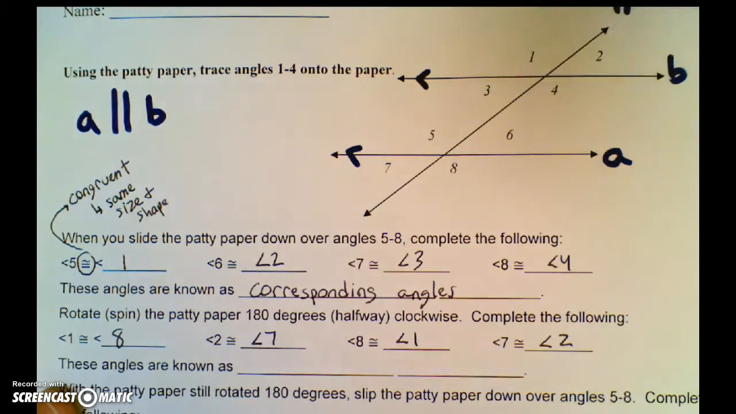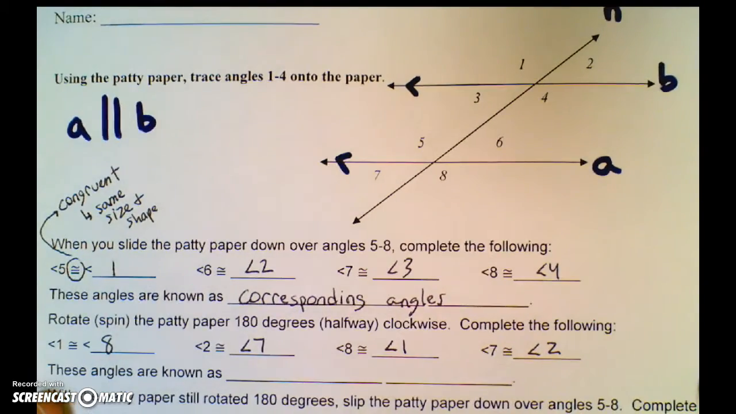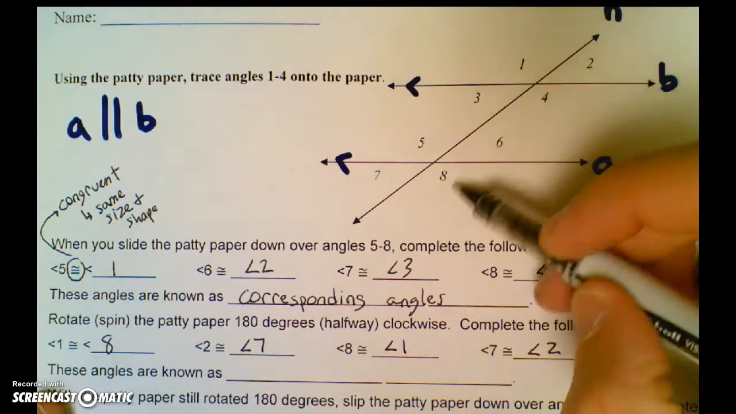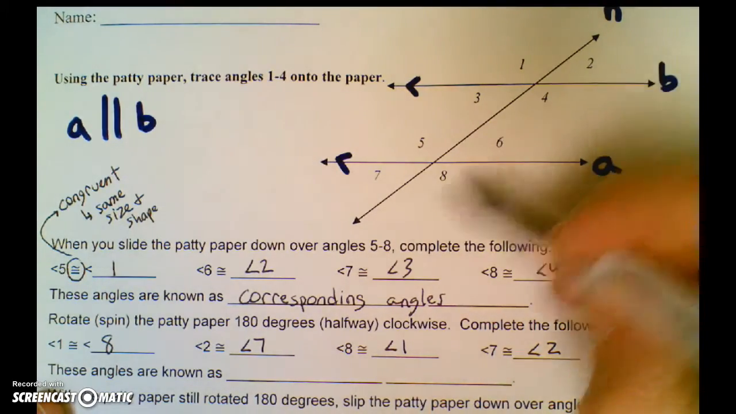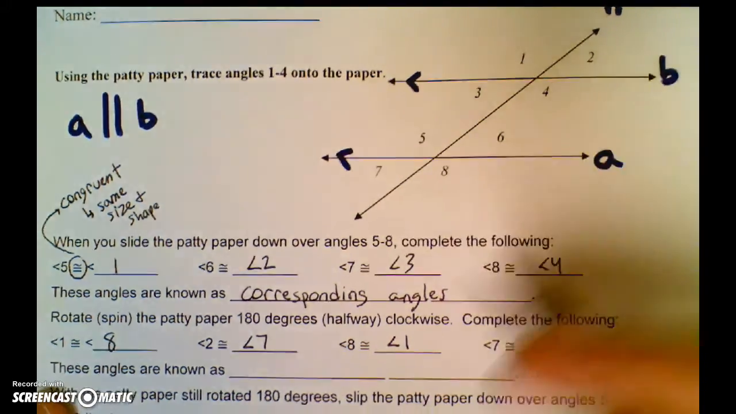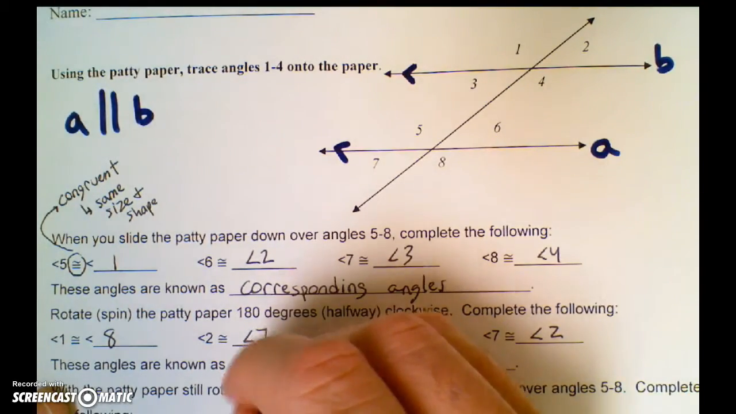If I take off my patty paper, or my transparency, remember these angles are your alternate exterior angles. 1 and 8 are alternate exterior, and 7 and 2 are alternate exterior. So these are your alternate exterior.